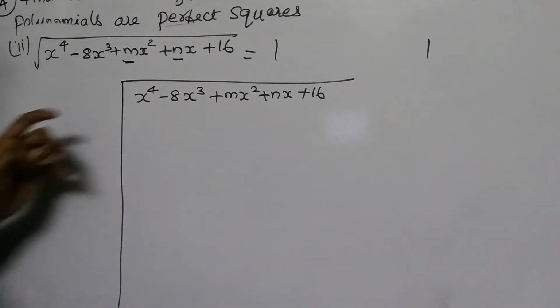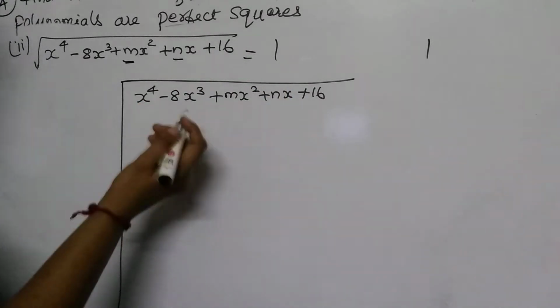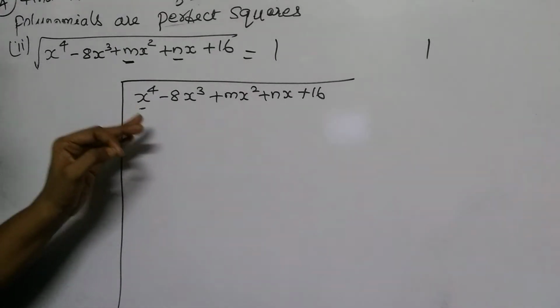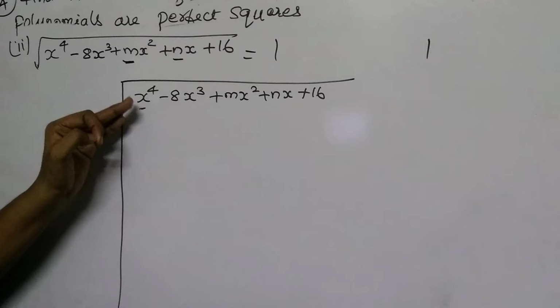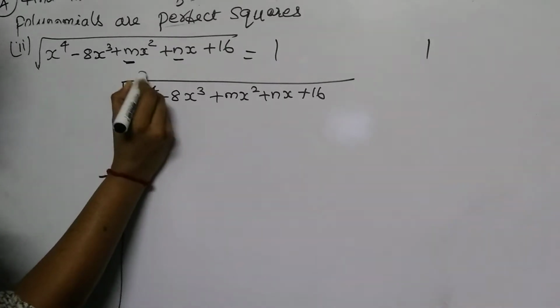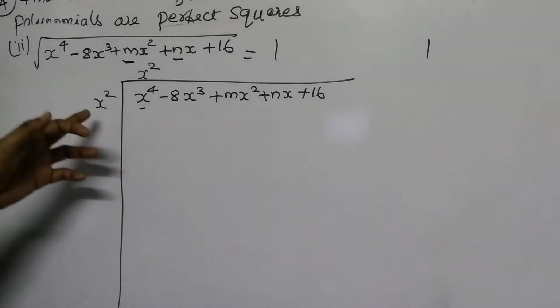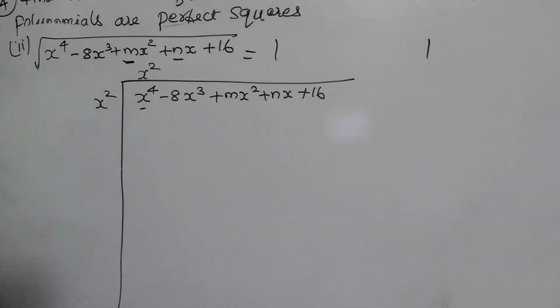Shall we find the square root for this? So how will you do? First term, square root it. What is its square root? The root of x power 4 is x square. Right? x square, 1 in the divisor and 1 in the quotient.